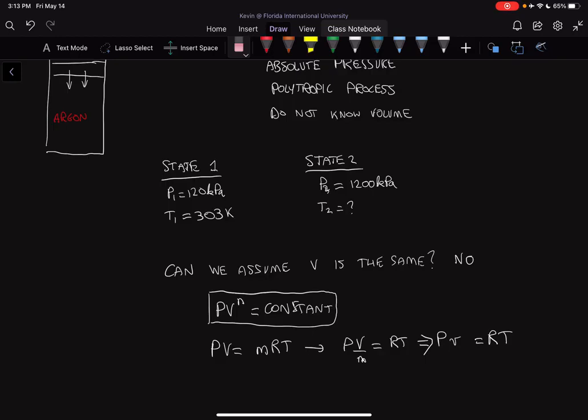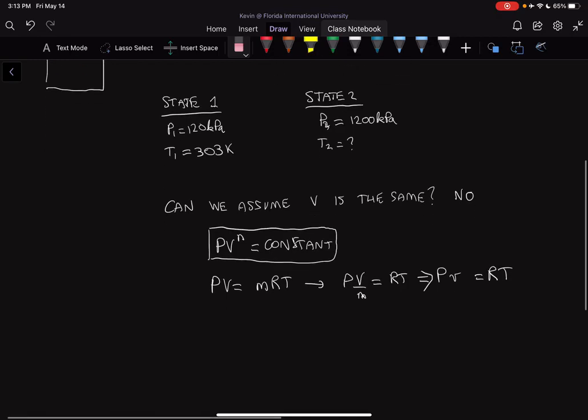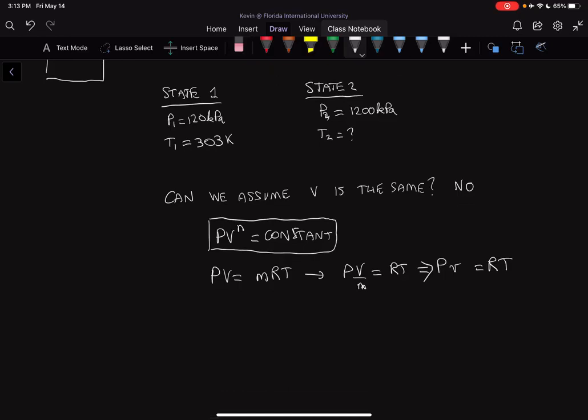Now, how do we go about solving this problem? What are the steps? One way is to say we have these two equations: PV to the n is equal to a constant, and PV is equal to RT. Ideal gas is always respected and P1 V1 to the n is always a constant. So we can say that P1 V1 to the n is equal to P2 V2 to the n.